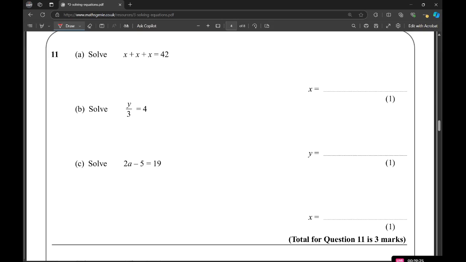11A, x plus x plus x equals 42. So solve x plus x plus x equals 42.